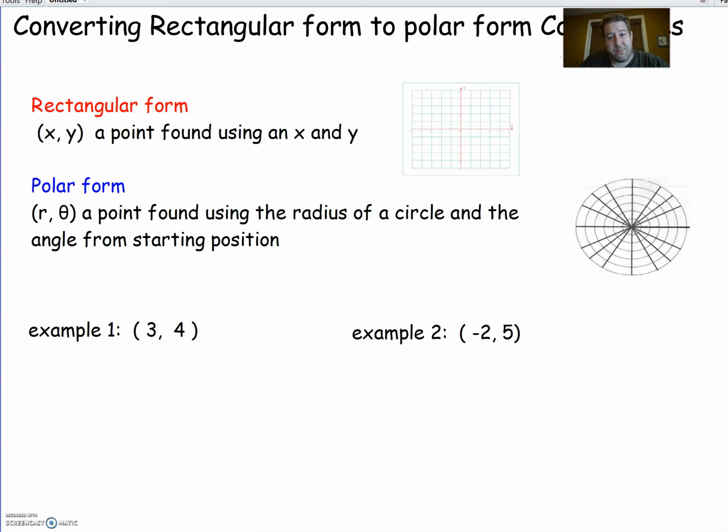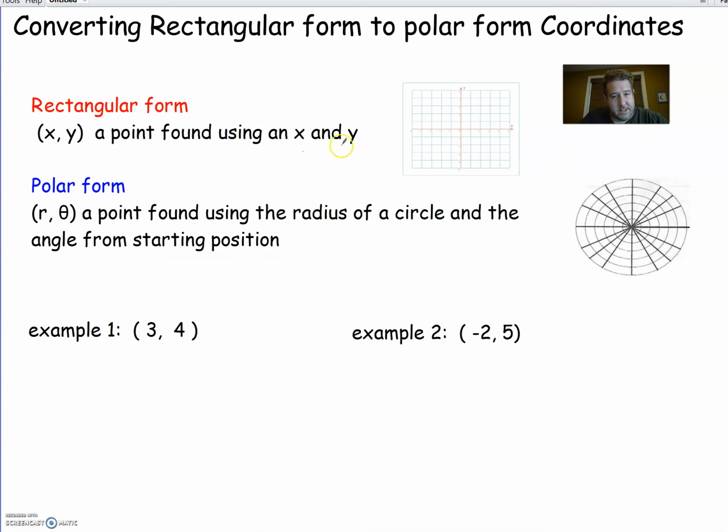So, converting rectangular form to polar coordinate systems. Now, rectangular form, as I've talked about in this video, is XY, which can be found using the X coordinate and the Y coordinate of a Cartesian graph, where X represents left or right, Y represents up or down. It's what you've done all the time, all the way up to this point.